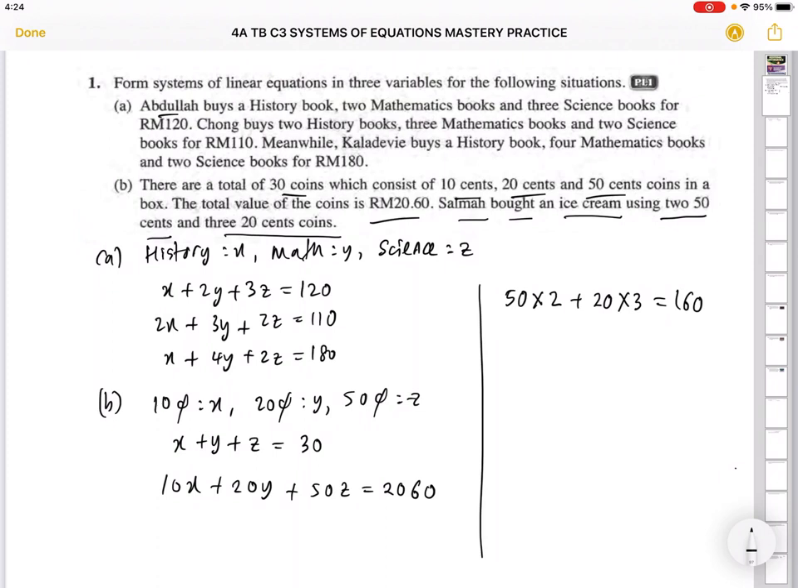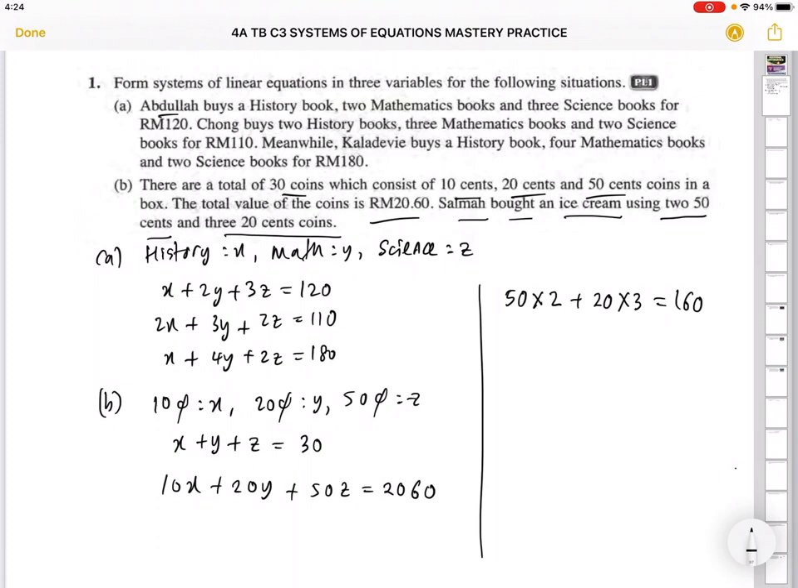Is there a variable x and y in it? No, right? If the question said the number of coins that he has left is a certain amount, for example, after you use 2 50 cent coins and 3 20 cent coins you're left with, let's say, whatever amount, then maybe probably you can.